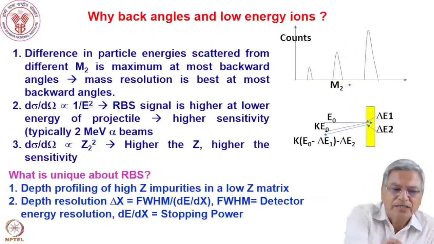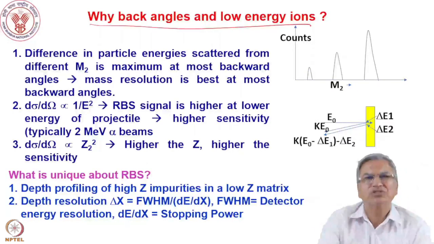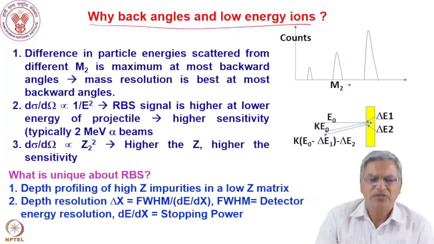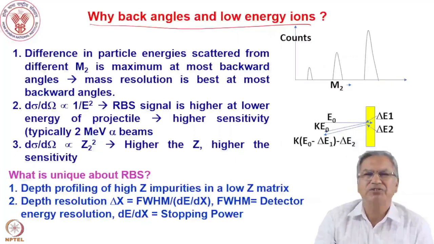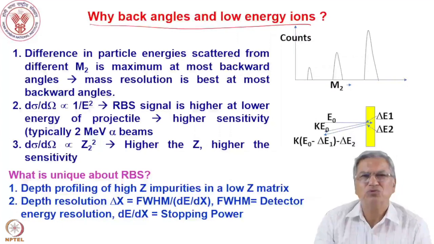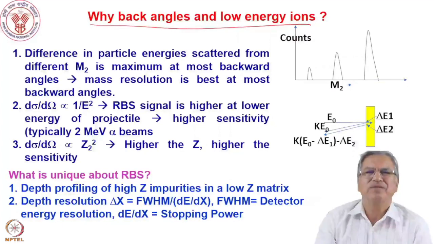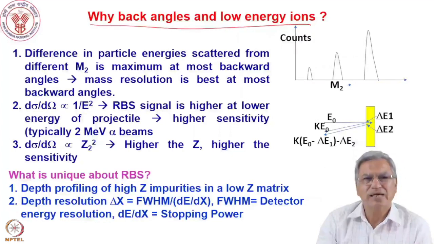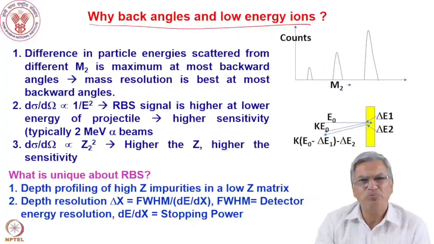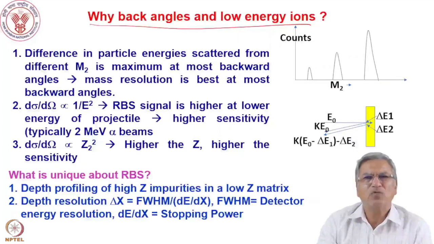Now let us ask the question, why back angles? In fact, RBS is done with low energy ions. The energy of the projectile is low because we do not want to introduce any nuclear reaction. So it is simply Coulomb scattering, and you need to be below the Coulomb barrier. So there are no complications because of nuclear reaction with the target. It's a pure Coulombic scattering, so the energy of the projectile will be kept quite low.